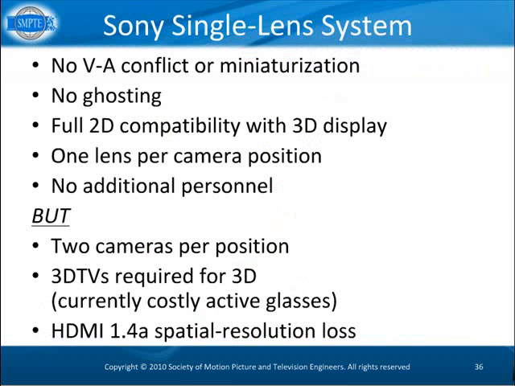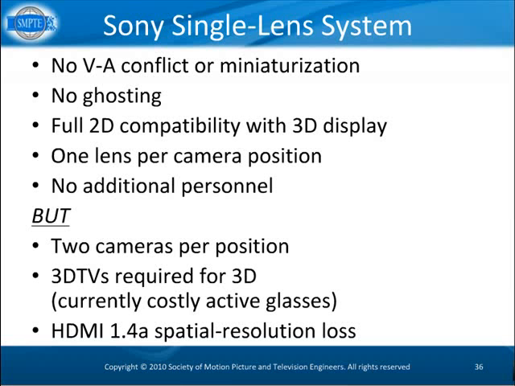So what does the Sony single lens system offer? Well, there's no vergence accommodation conflict whatsoever. Also no miniaturization, because the interaxial distance, the distance between the two lenses, if you will, or in this case the two parts of the one lens, is very much smaller than the distance between our eyes. So we never feel that we have the eyes of a giant and nothing ever gets miniaturized. There is no ghosting. There is full 2D compatibility with the 3D display.